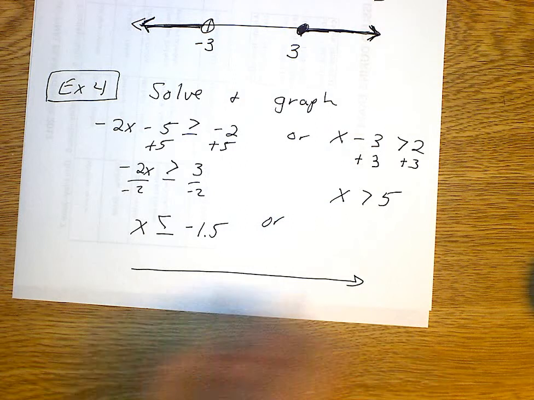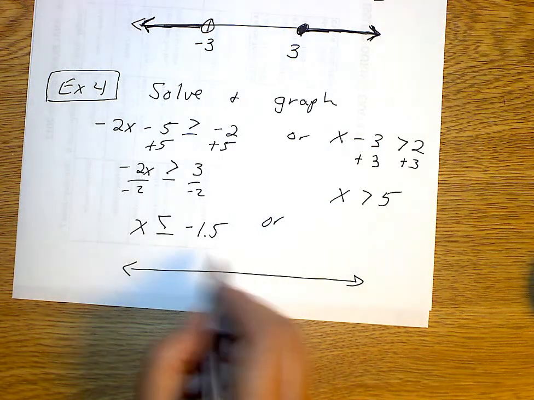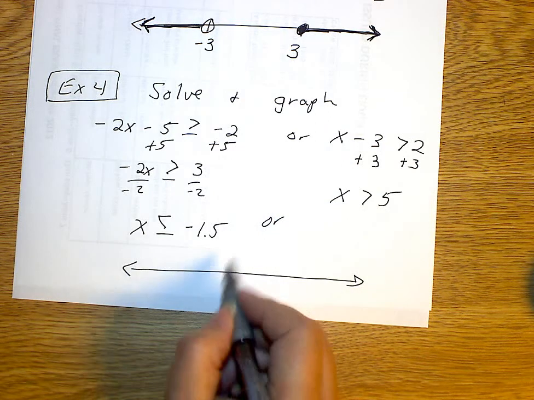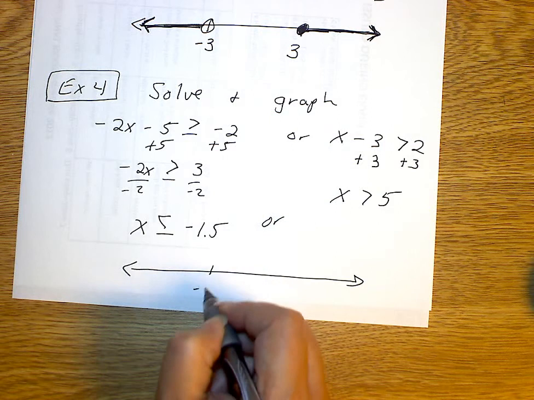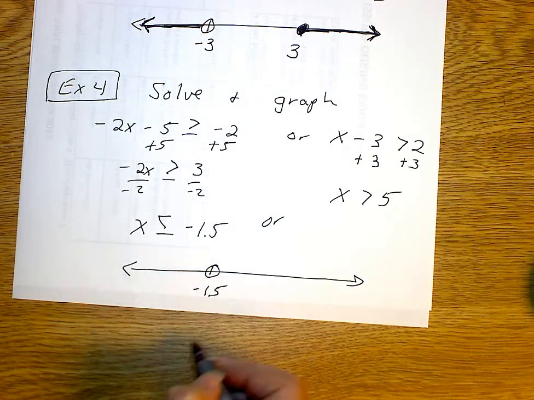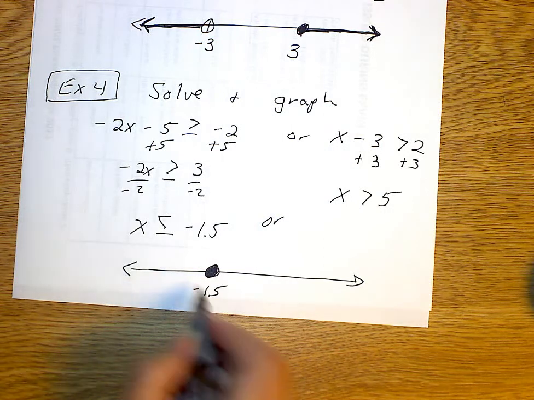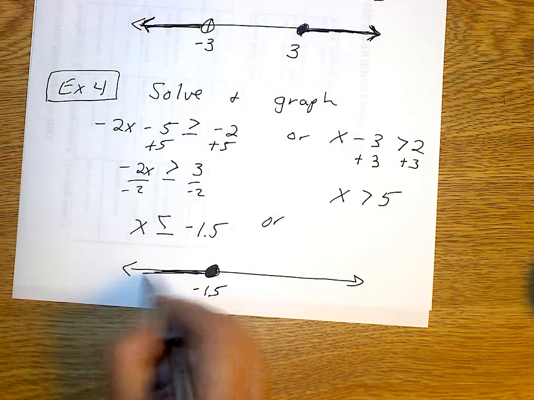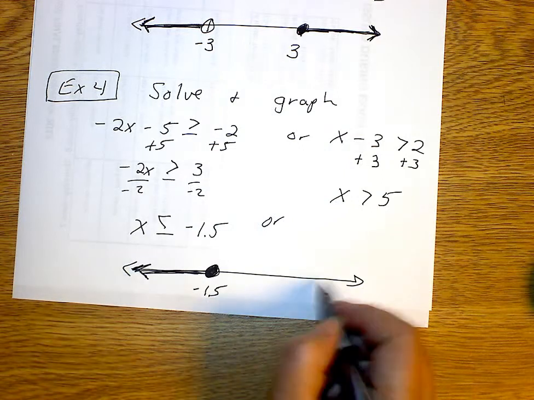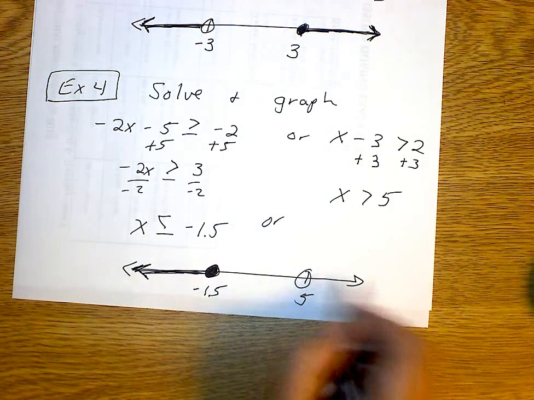And now we just want to graph it. So we just have to graph both of them. So it says that we have here at negative 1.5, it's equal to, so it's shaded, and we're shading to the left. And then at 5, it's open, and we are shading to the right.